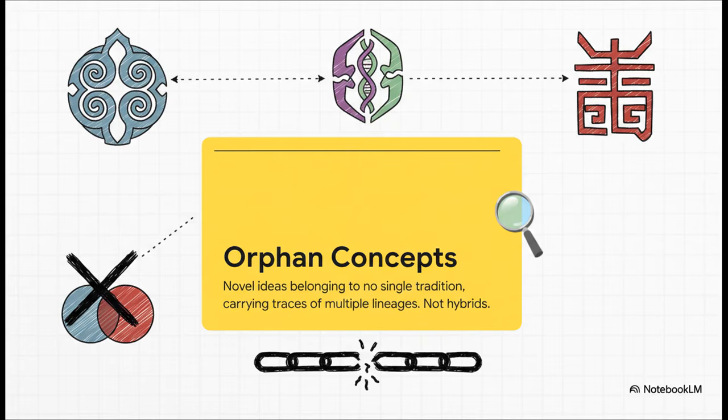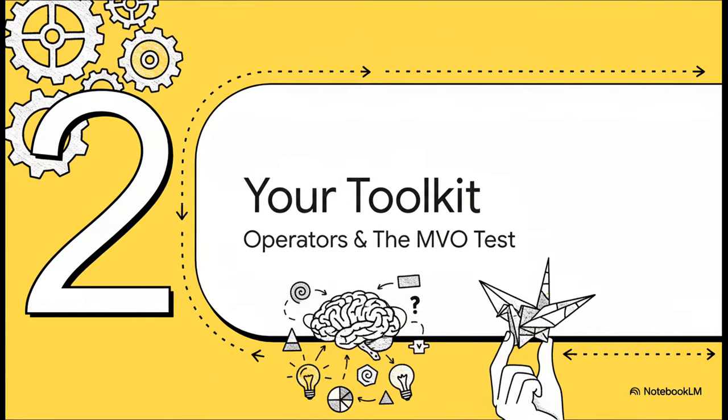So the whole point here isn't just to compare traditions. The real goal is to generate what this method calls orphan concepts. Now, what are those? They're ideas that literally could not have been born inside any one single tradition. Think about it like this. It's not just a hybrid like mixing blue and yellow to get green. It's more like a brand new thing, a seed that has the DNA of its parents, A and B, but it doesn't belong to either family. It's a genuine novelty. Okay, time to open up the toolbox.